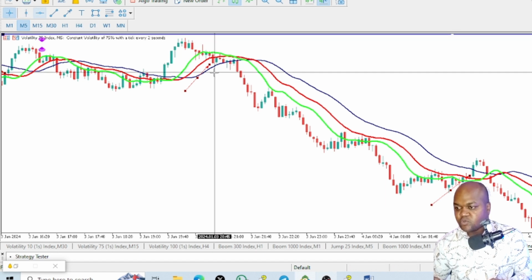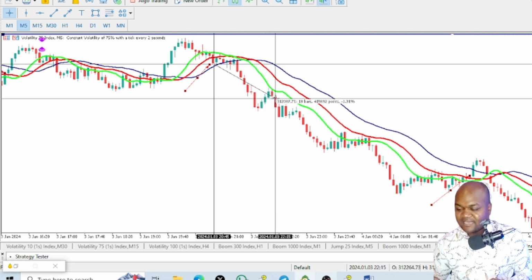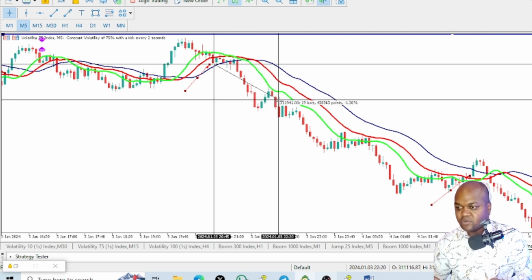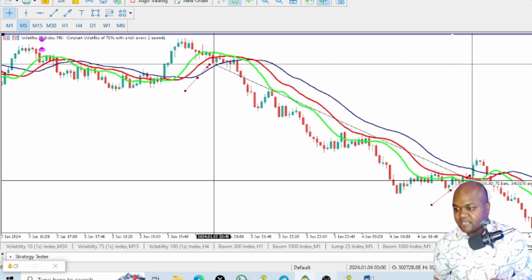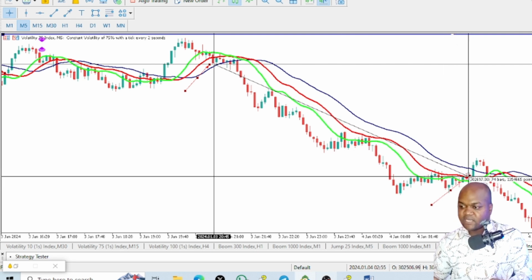And then we are going to sell on the next candle open when that red bearish candle closes below the red line, and then we hold the trade as long as price is trading below the red line. So we're going to exit here. Look at the risk to reward ratio that is there in this particular strategy. It's one of the most powerful and accurate strategies that you can use to trade volatility indices.